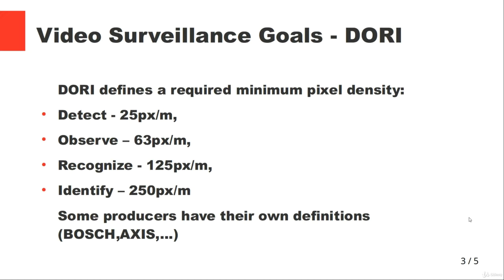But anyway, these are certain levels which you can use. Let's say you have to identify a person. You can assume, for instance, that you have 1 meter or less where the person stands, and you must have at least 250 pixels. But obviously you can have much better than that.